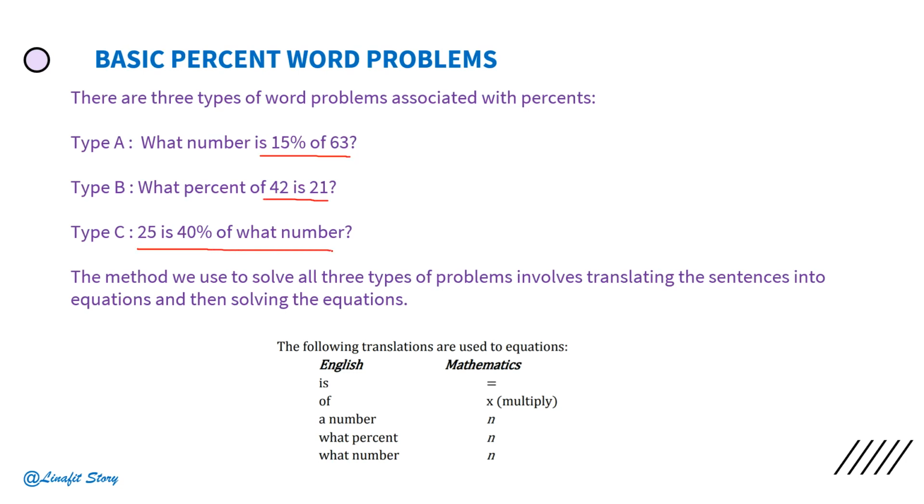The method we use to solve all 3 types of problems involves translating the sentences into equations and then solving the equations. The following translations are used. In English and also in maths, the word "is" always translates to an equal sign. The word "of" almost always means multiply. And the number we are looking for can be represented with a letter, such as n. What percent is n? What number is n?